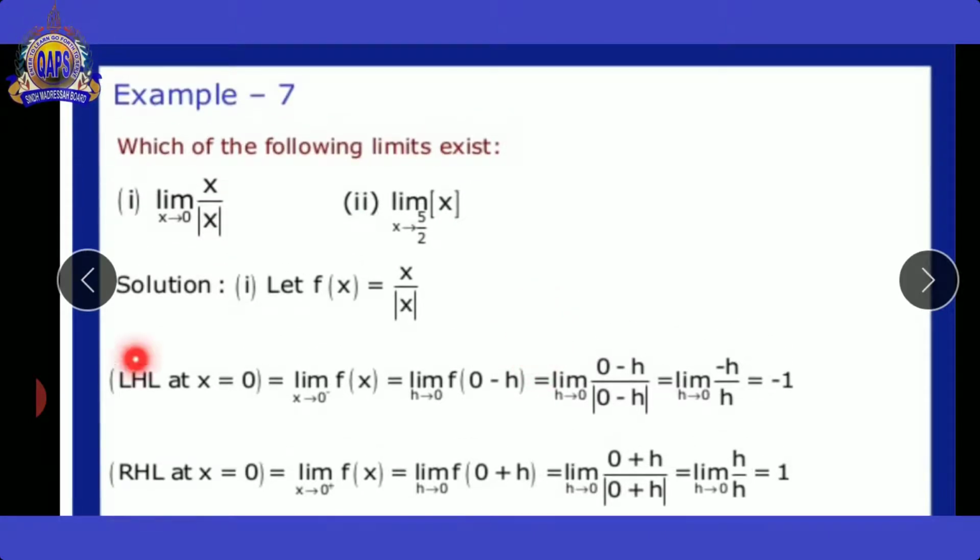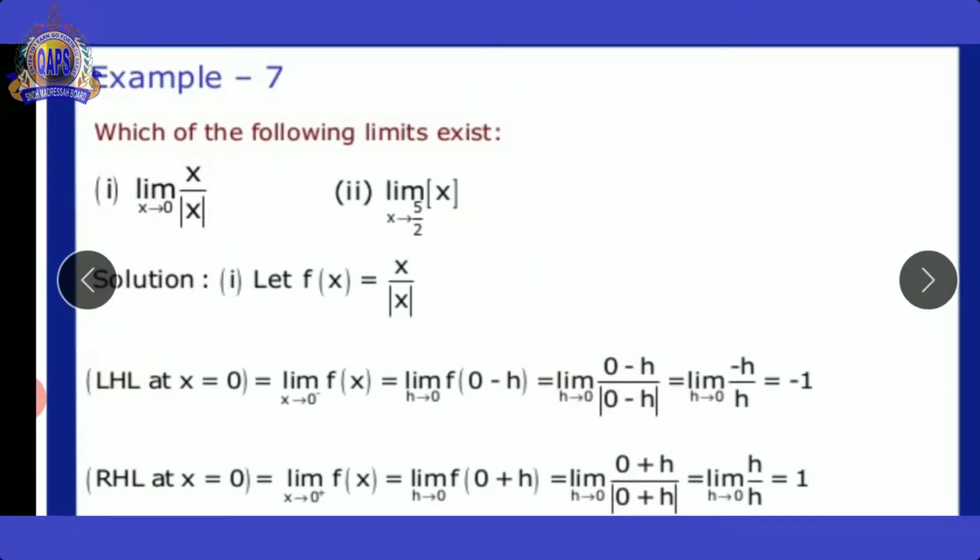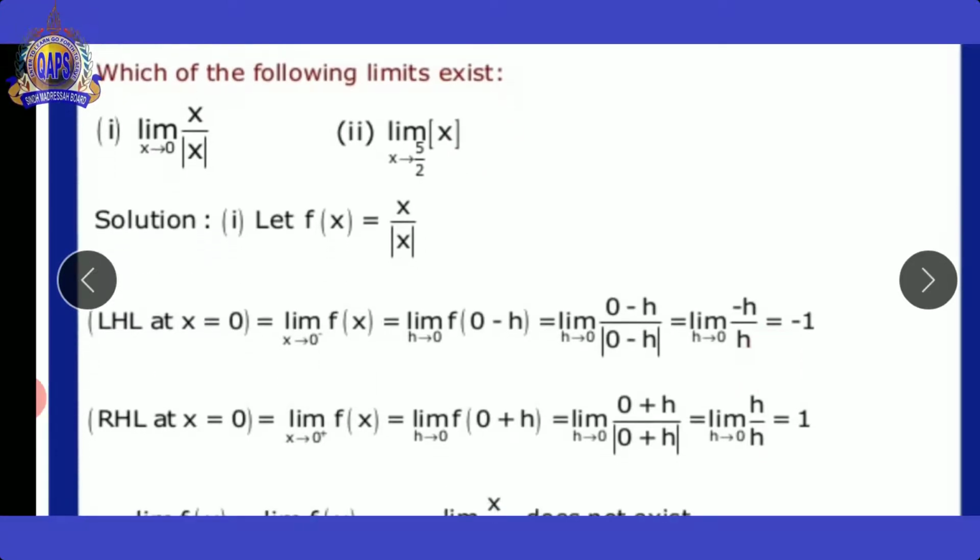Now here in this example, which of the following limits exist? Limit x tends to 0 of x upon modulus x. This x in the denominator represents the modulus of x. And the second question is limit x approaches 5.2 of the greatest integer function of x.